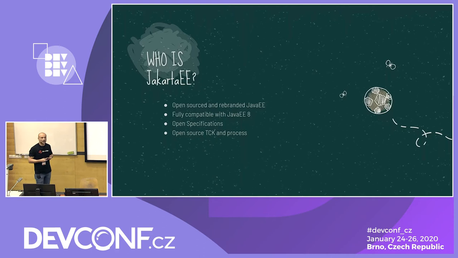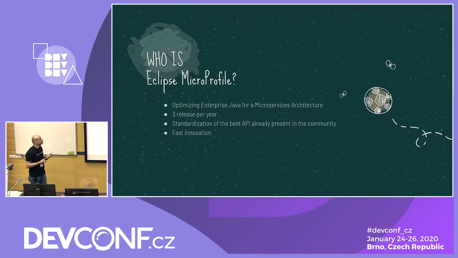We will see during the presentation that we can throw away everything because it has costs, basically. And with MicroProfile. MicroProfile, by its own definition, aims to optimize enterprise Java for microservice architecture. What does that mean? It means that it provides a standardization of the best APIs already present in the community and in the market, driving fast innovation, and having a pace of release much quicker than JavaEE or JakartaEE.